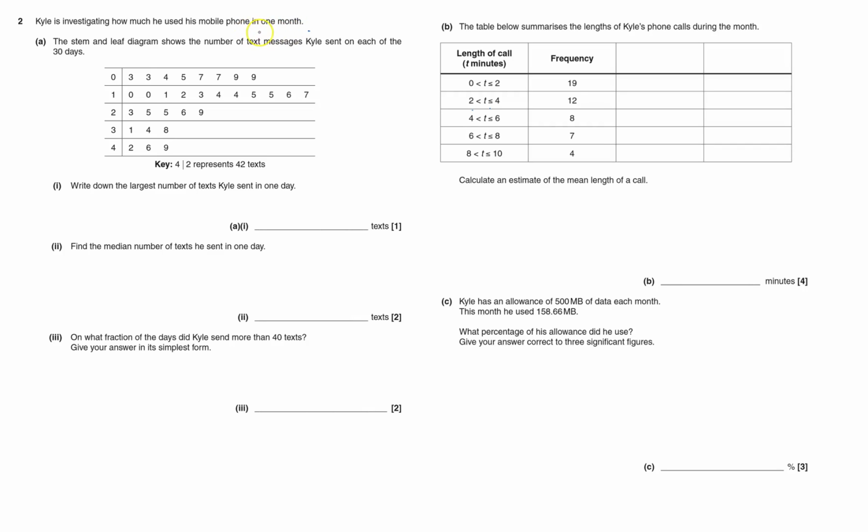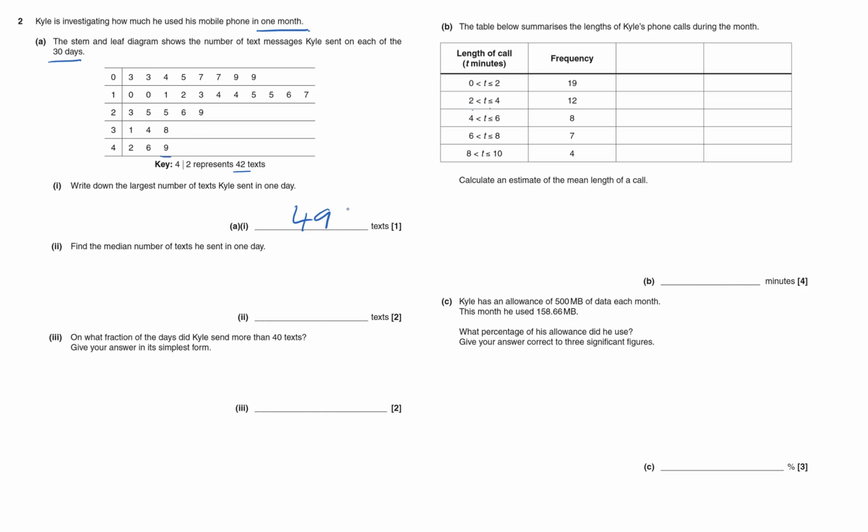Carl is investigating how much he uses his phone in one month. A stem and leaf diagram shows the number of texts he sent on each of the 30 days. It's always got a key: 4, then the vertical line, 2 represents 42 texts. The largest number of texts sent in one day comes at the end of the 4 stem, and then 9, which means 49.